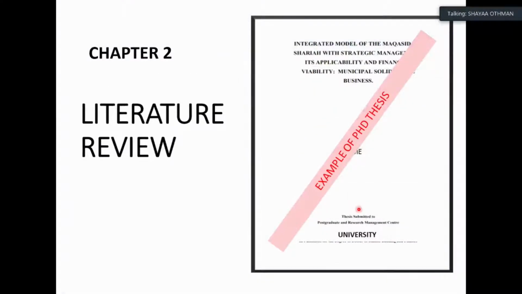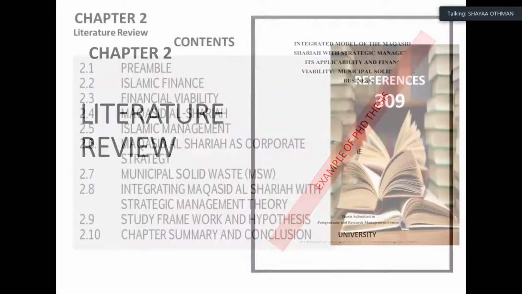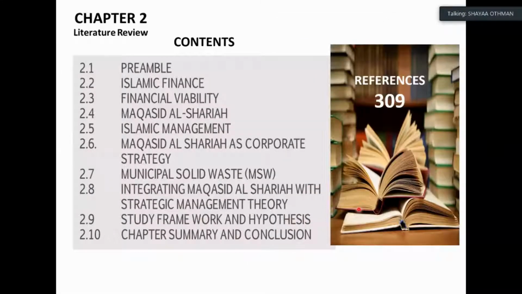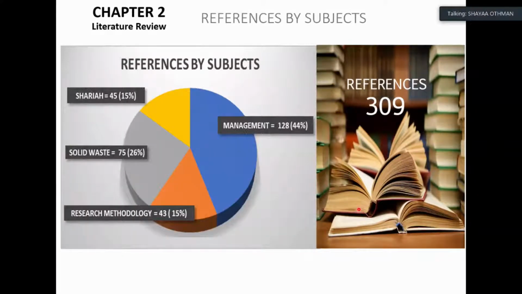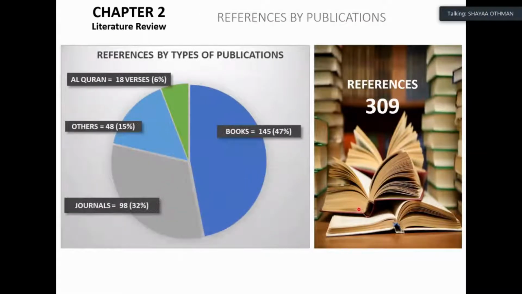Okay, this literature review, just quickly, we'll go through another 4 minutes. We're just giving a literature review as your example, with 300 references, and with subjects in management, research methodology, solid waste, and Sharia. These are the subject areas under our research interest. So we have to focus our literature review on these subjects, and also on books written, journals, and others.